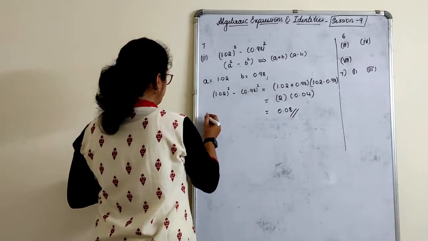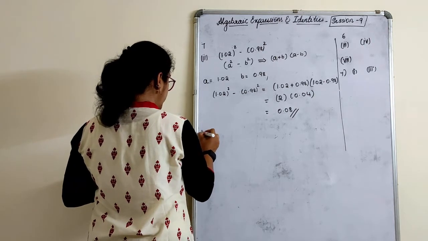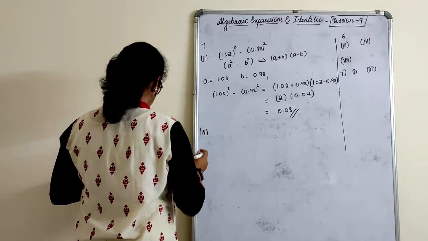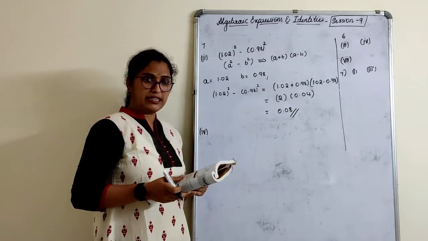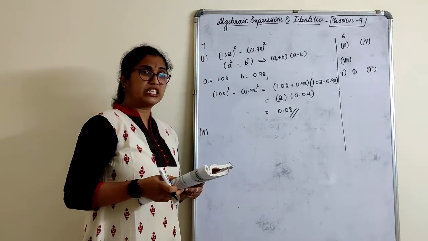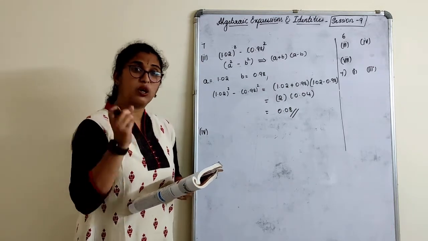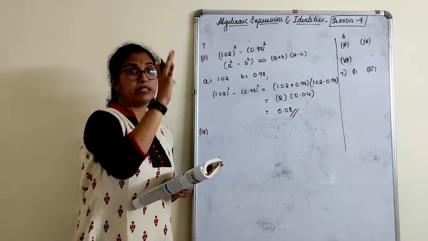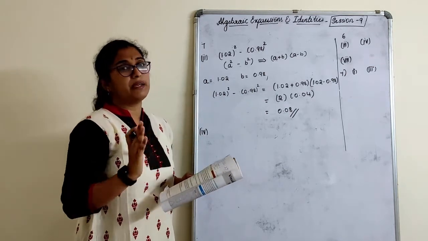Let's start the next one, that is the 4th one. I have given this homework. How do you write 51 square minus 49 square? 51 plus 49, 51 minus 49. Already they have given you the a square, b square value. Just write a plus b and a minus b.